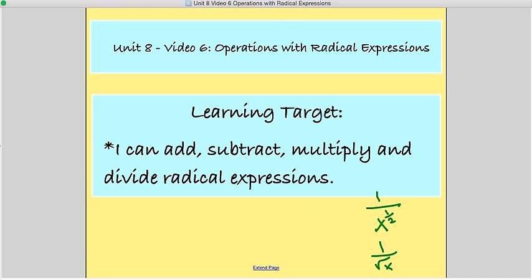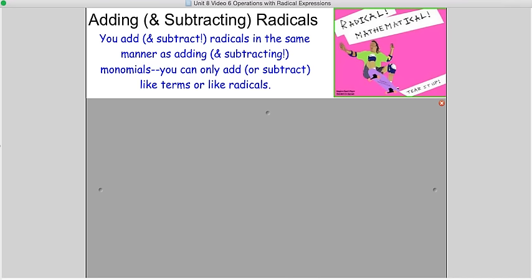So the first thing we're going to look at is adding. It's the same thing for subtracting radicals: you add and subtract radicals in the same manner as adding and subtracting monomials. You can only add or subtract like terms or like radicals. If we have x plus x, that becomes 2x. You can add those, they're exactly the same. If you have x plus x squared, you cannot add those because they're not like terms.